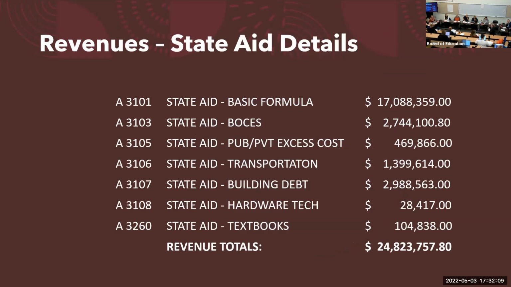Our state aid revenue breakdowns, basically for the revenues, we have $24,823,757.80. So that includes our basic state aid, our BOCES aid, our excess pupil cost aid, transportation, building debt, hardware, and textbooks, for a total of state revenues of $24.8 million.